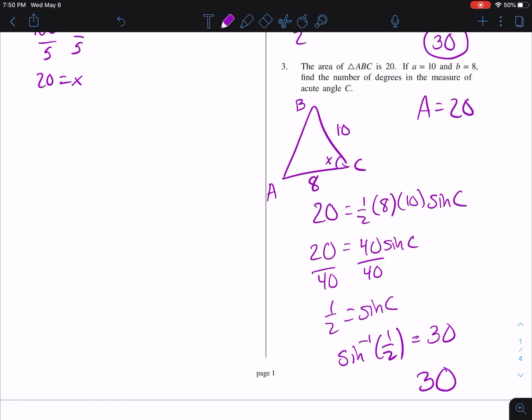Area using sine, quite simple formula. Again, make sure that you just check that the angle is in between the sides that you know. There's an assignment up there. Again, just asking you to kind of reinforce this skill, and we'll go from there.